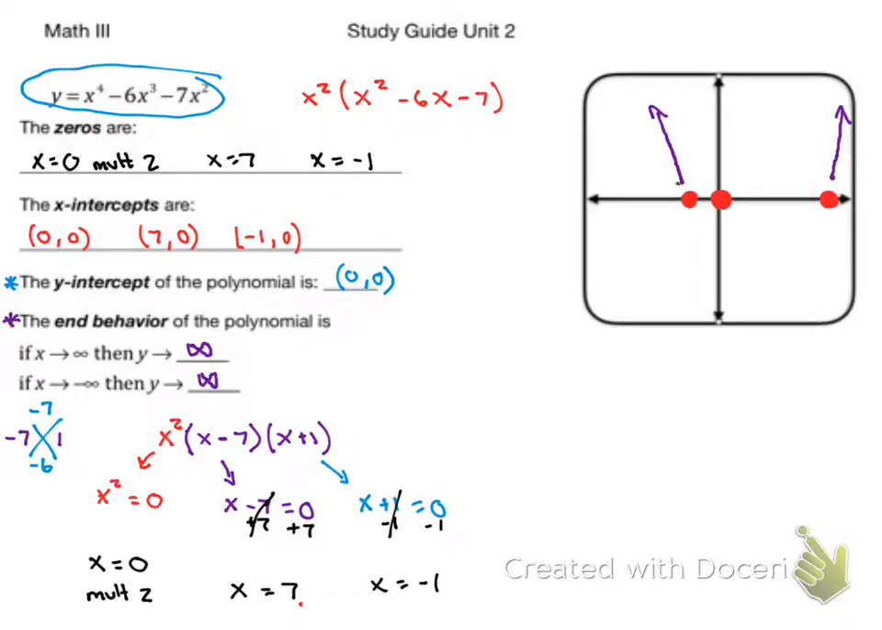At x equals -1, there's no multiplicity, so we go through. At x equals 0, we have a multiplicity of 2, so it bounces. And then at x equals 7, it goes through. And there's our graph.